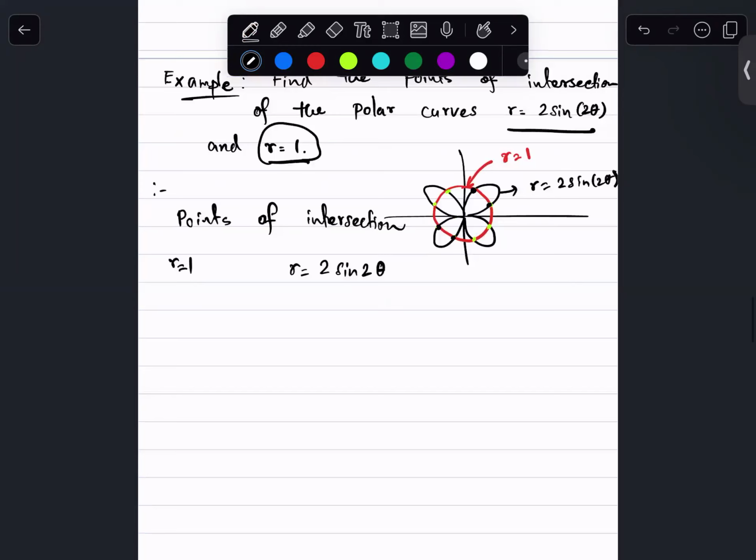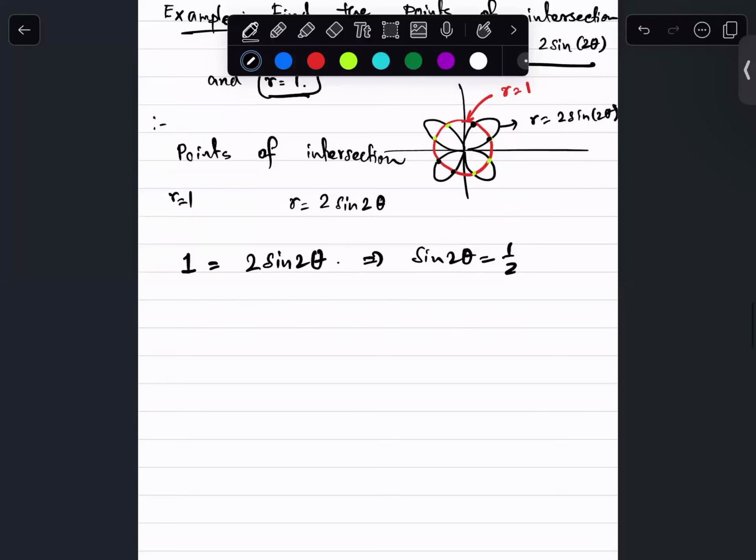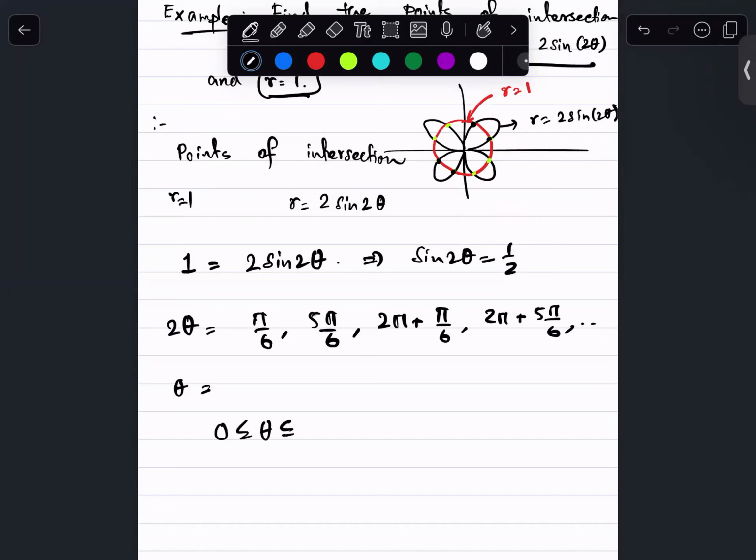Okay. So the same thing for this also, I need to equate both of the expressions, right? And then I'll get sine 2 theta to be half. Okay. So 2 theta can be pi over 6, 5 pi over 6, 2 pi plus pi over 6, 2 pi plus 5 pi over 6, and so on. But I need my theta to be inside 0 to 2 pi. That's why I'll only consider all of these values.